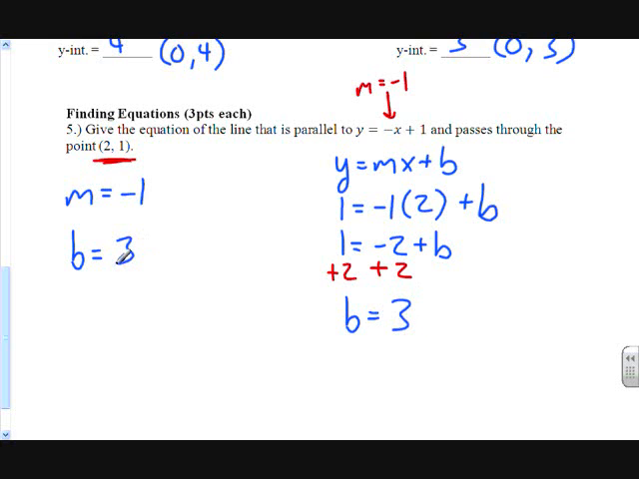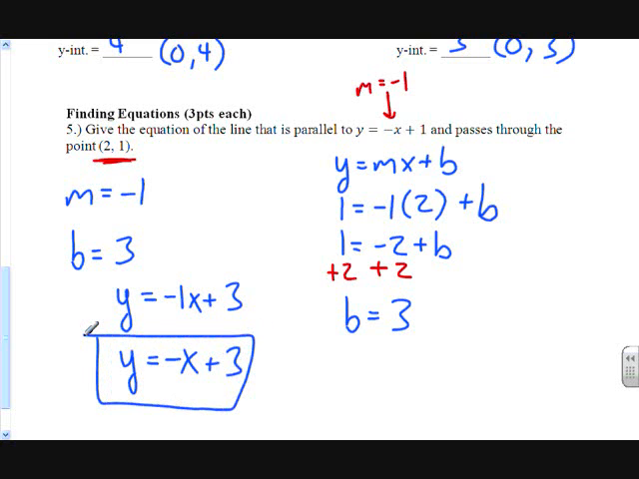But I'm not finished yet. I have to actually write my equation, so that's going to be y equals -1x plus 3. And then I could clean this up a little bit and just call it -x plus 3. I find the slope, I find the y-intercept, I plug them into slope-intercept form.